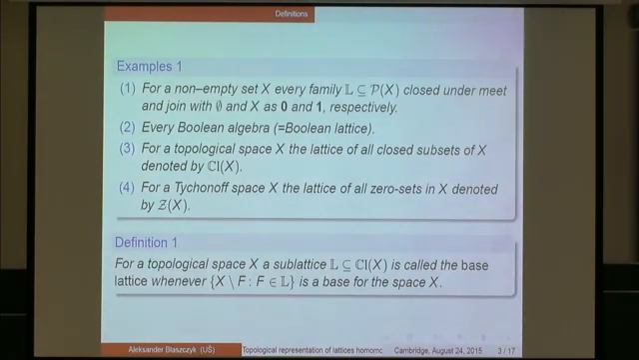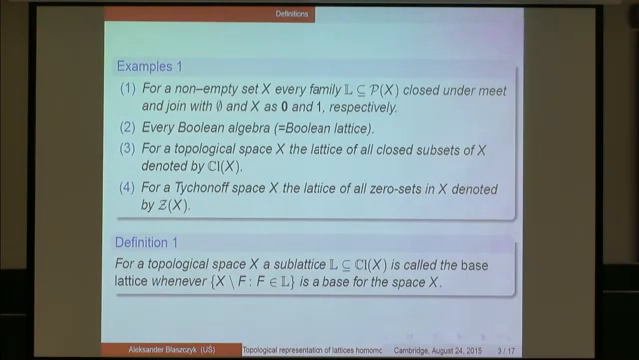Under those very trivial notes, let me mention some examples. First of all, we can consider every family of subsets of a given set which is closed under meet and join, together with the empty set as 0 and the full space as 1. Of course, every Boolean algebra, I mean Boolean lattice, is an example of such an object. Another important example is the class of topological spaces. If I have a topological space, we can consider the lattice of all closed subsets, which will be denoted here by CL(X).